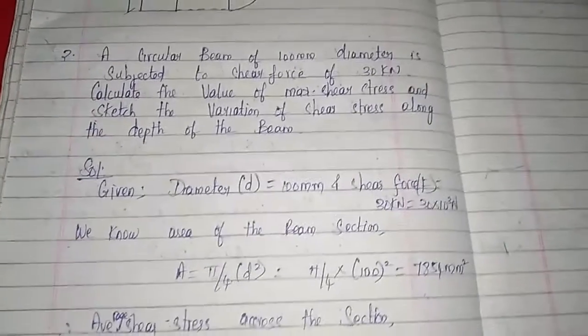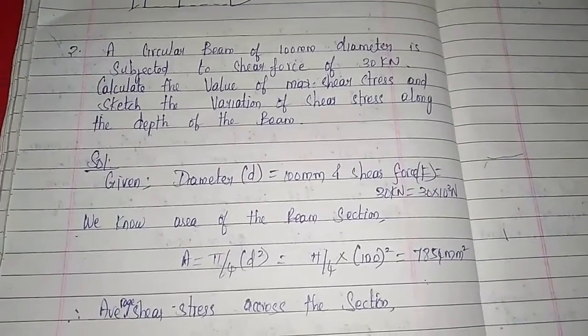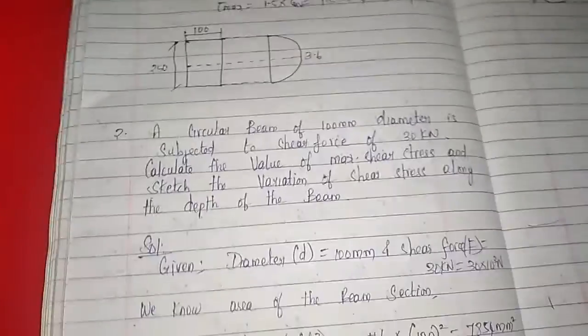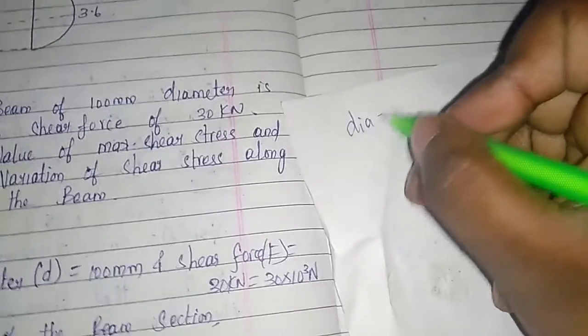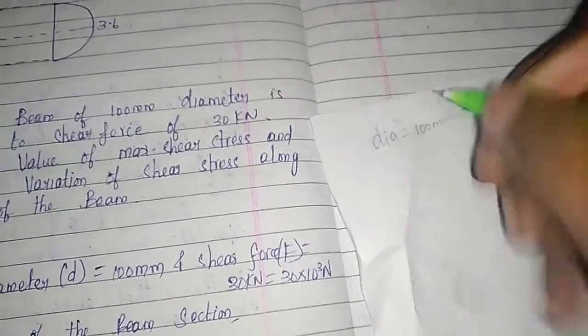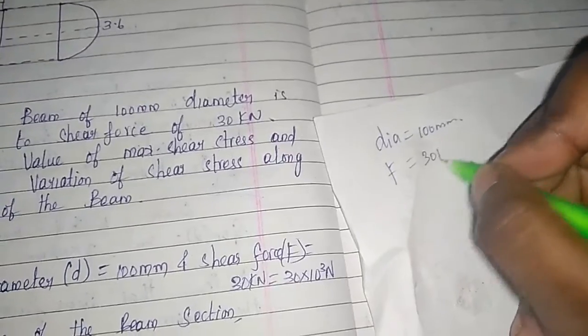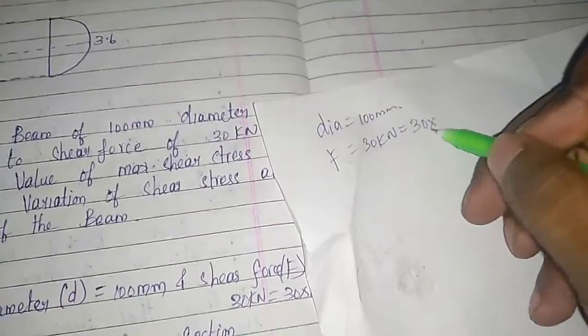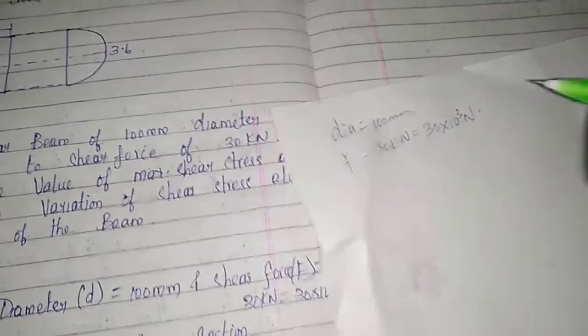Okay, now, so write the given data. What is your given data? Diameter D is equal to 100 mm and shear force 30 kilonewton is given. So first we will write the given data here. Given data, dia is equal to 100 mm. Force is equal to 30 kilonewton. Kilonewton means convert into Newton. That is 30 into 10 to the power of 3 Newton.